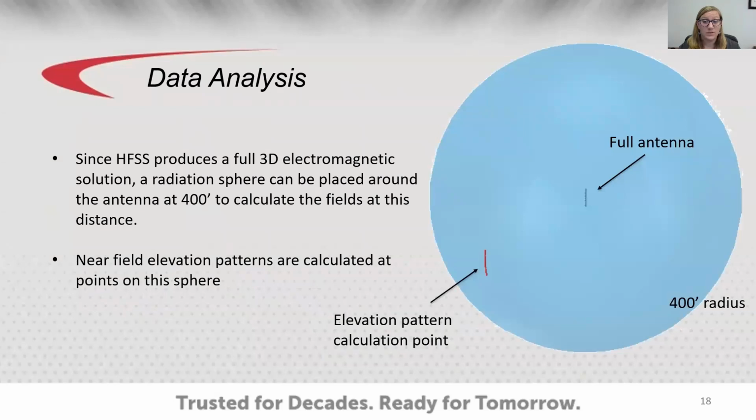Since HFSS produces a full 3D electromagnetic solution for the antenna, a near-field sphere can be placed around the antenna at a user-selected distance to calculate the near-field radiation characteristics of the antenna. The near-field elevation pattern for the antenna is calculated at points on this sphere, as shown in the red line on the slide.